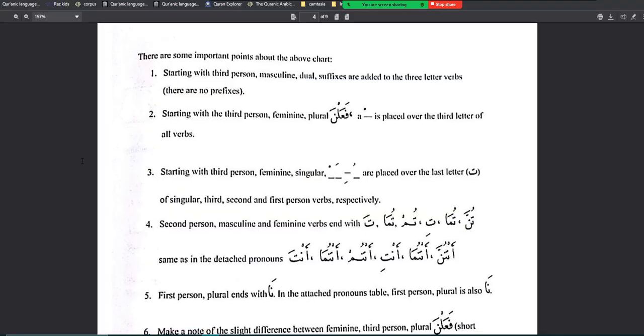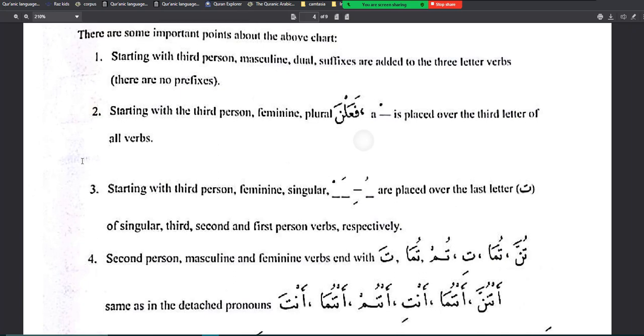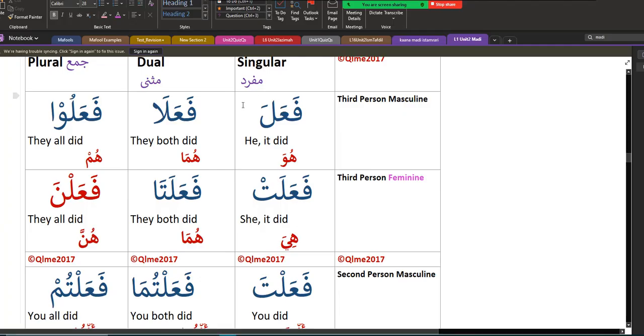There are some important points about the chart. Starting with the third person masculine dual, suffixes are added to the verb and there are no prefixes. Fa'ala is there, and then you are adding a suffix. Fa'ala, alif is added here, right? So it becomes fa'ala, and then fa'alu, right?